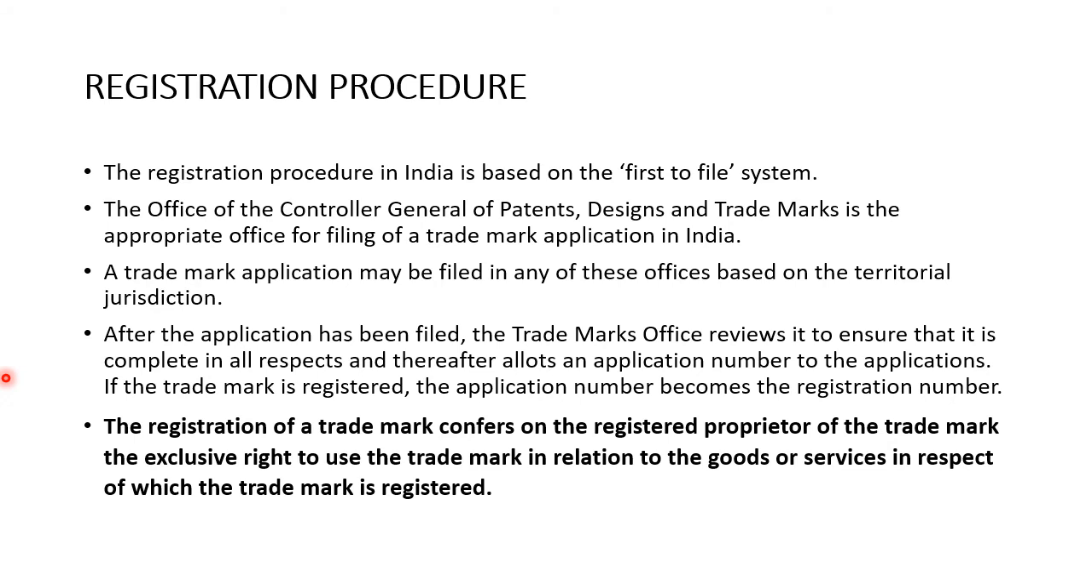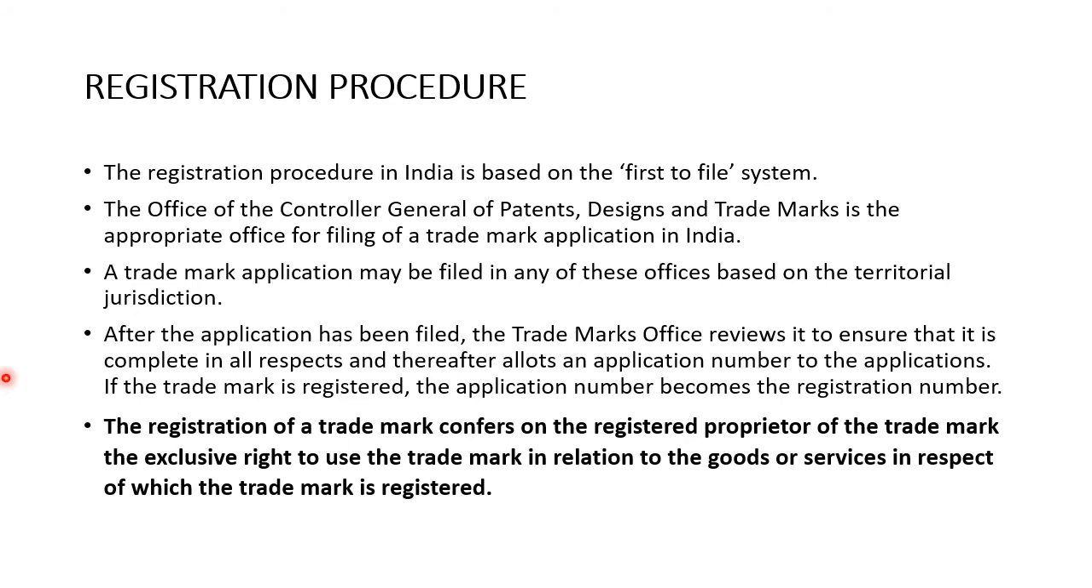After the application has been filed, the trademark office reviews it to ensure that it is complete. After filing any kind of application, the office will screen the application and ensure that it is complete in all respects, and thereafter allots an application number to the particular application. So if it is filled accurately, they will issue an application number, and once the trademark gets registered, the application number will become the registration number.